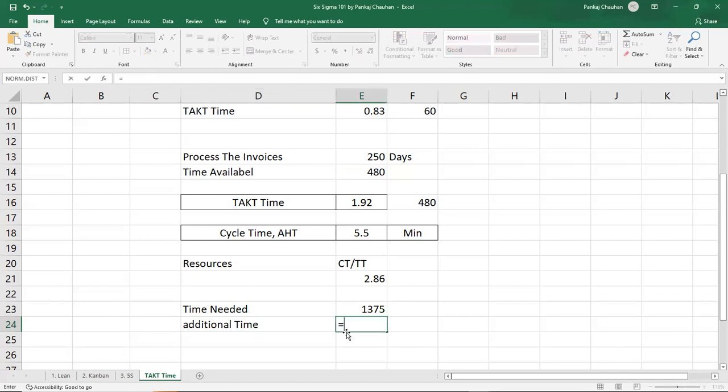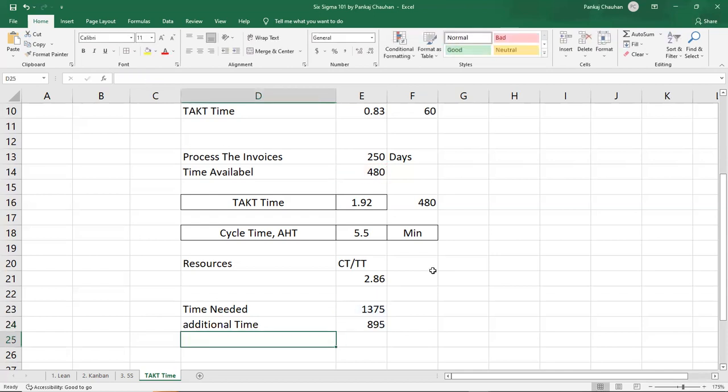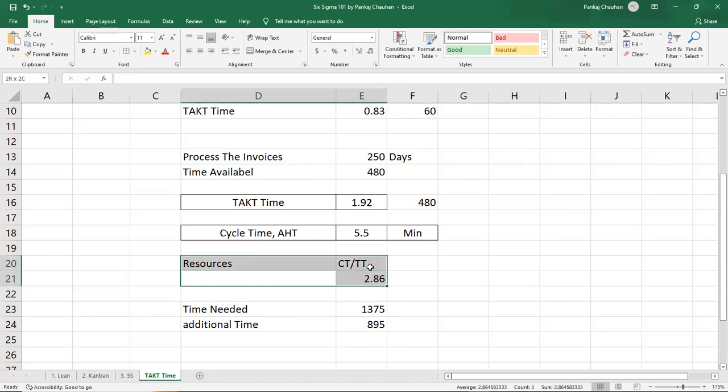Additional time will be 1375 minus 480. You would be looking for 895 more minutes extra. Or if you are the only one person working on this invoice, which you have to complete 250 in the 480 minutes, then you need at least 2.86 head count to complete this.